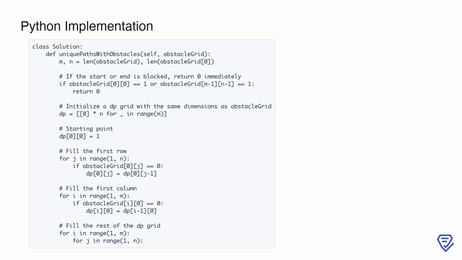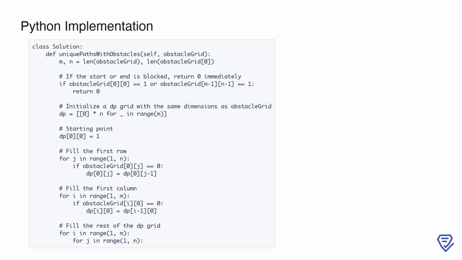After addressing this edge case, we initialize a dynamic programming grid, or DP grid, with the same dimensions as the obstacle grid. Each cell in this DP grid will eventually represent the number of unique paths to that cell. We set the starting position, dp[0][0], to 1 since there is exactly one way to start at the top left corner. To prepare the DP grid, we first populate the first row. If a cell in the first row isn't blocked by an obstacle, we inherit the value from the cell to its left. Similarly, we populate the first column by checking for obstacles. If a cell isn't blocked, we inherit the value from the cell above it. This ensures that the initial row and column are correctly set up before we move on to filling the rest of the grid.